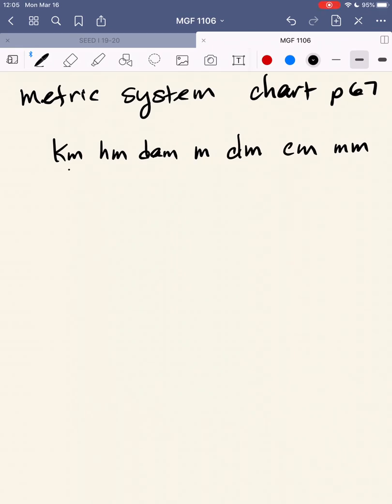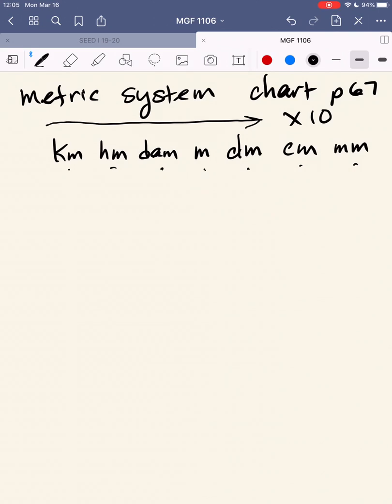So I have kilometer, hectometer, decameter, meter, decimeter, centimeter, and millimeter. And we've heard a lot of these before when applying to different things. So when we're going to convert in the metric system, if I go from a larger unit to a smaller unit, I'm going to multiply by 10 for each move I make.